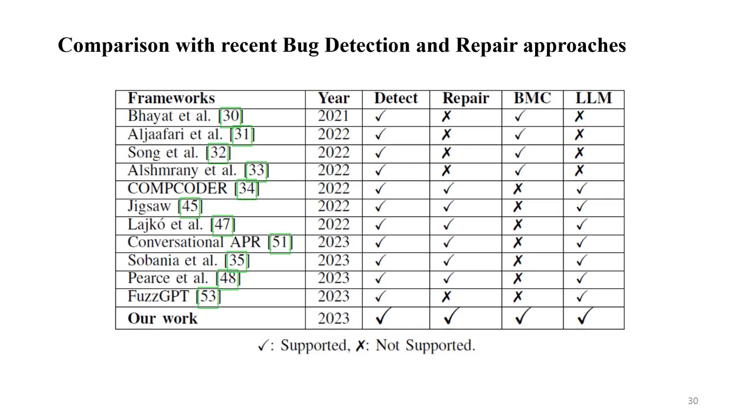When we see the comparison between the state-of-the-art models focusing on bug detection and repair approaches, they have compared based on these categories: whether the tool is detecting, whether it is repairing, whether it leverages BMC, and whether it supports LLM. If you see this first column, almost all the bug detection tools are capable of detection, but some of them do not repair. The ESBMC-AI framework, which we are discussing right now, is capable of repairing particular programs.